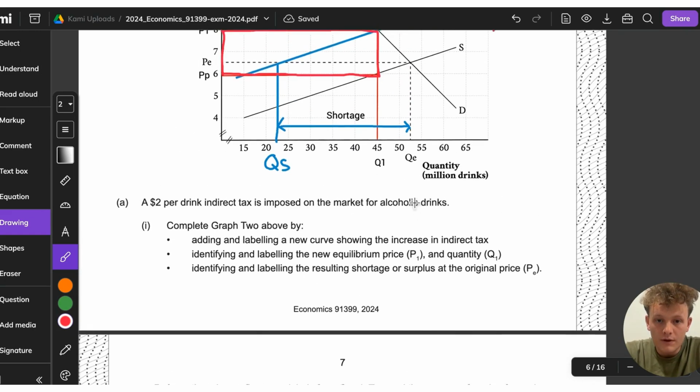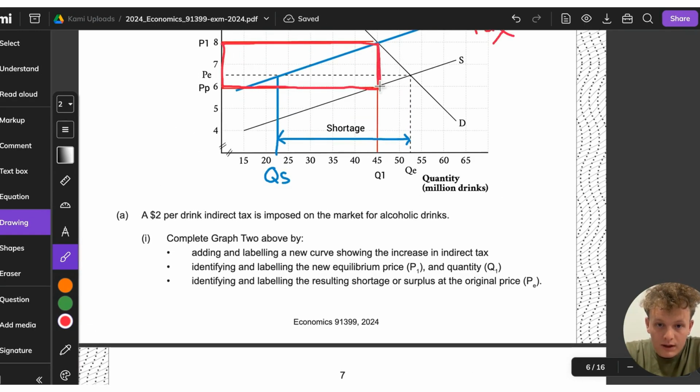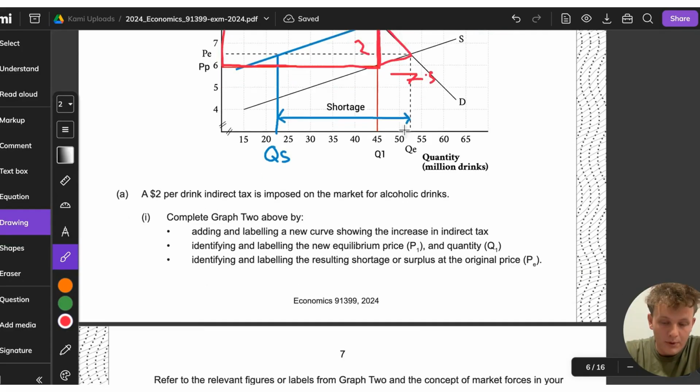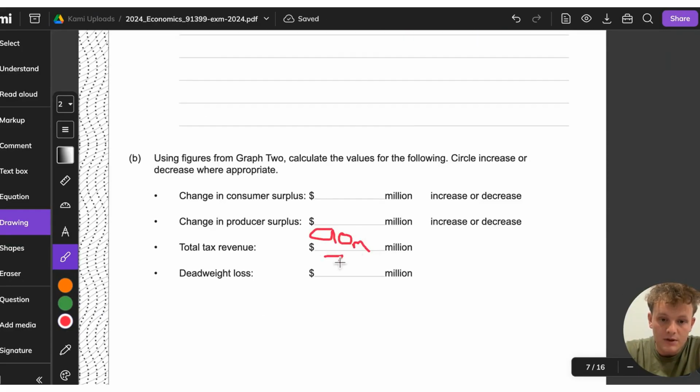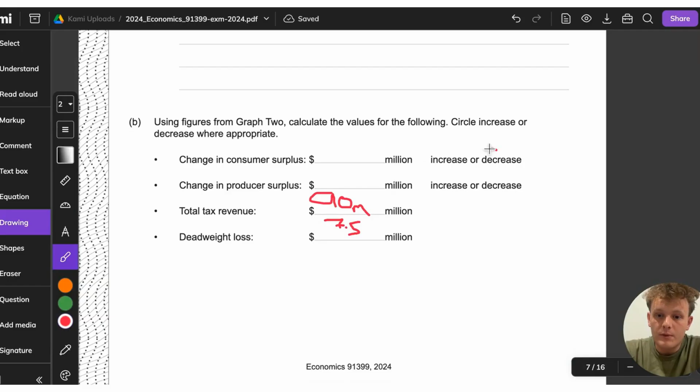And then the deadweight loss is this triangle right here. It's the area of surplus that's lost, which isn't transferred to government revenue. So it's 2 times 7.5 divided by 2, so it would be 7.5, a nice and easy equation to finish: 7.5 million. And then both of these would be decreases.